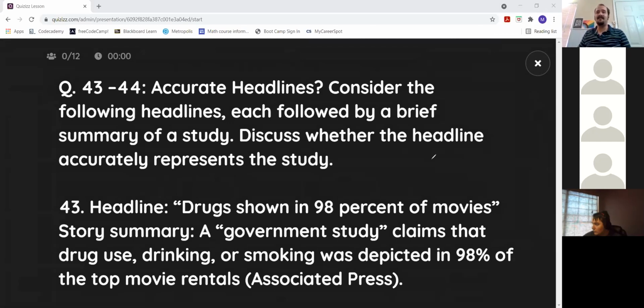Okay, accurate headlines. Consider the following headlines, each followed by a brief summary of a study. Discuss whether the headline accurately represents the study. So, drug shown in 98% of the movies is the headline. The story summary is a government study claims that drug use, drinking, or smoking was depicted in 98% of the top movie rentals.